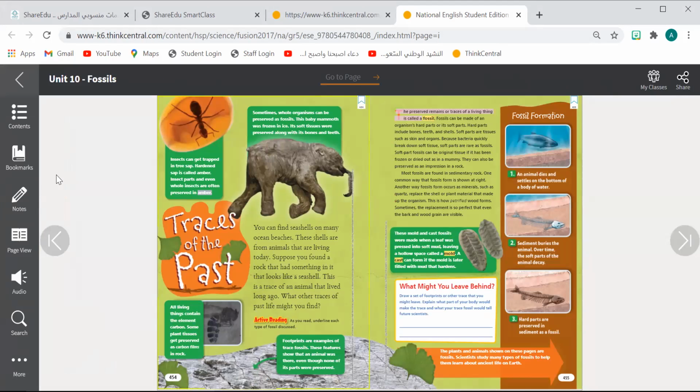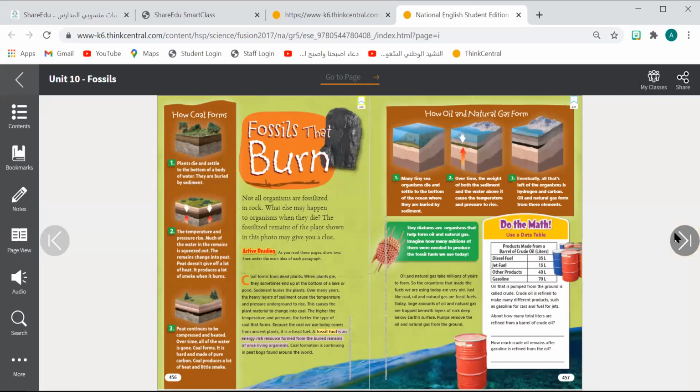We learned about fossils and how they form. Very nice. And also the prints, the footprints of animals. Excellent. What else over here, on the second page? We learned about coal, how coal forms. Very nice. And tomorrow, inshallah, we will continue about oil and natural gas and so on.